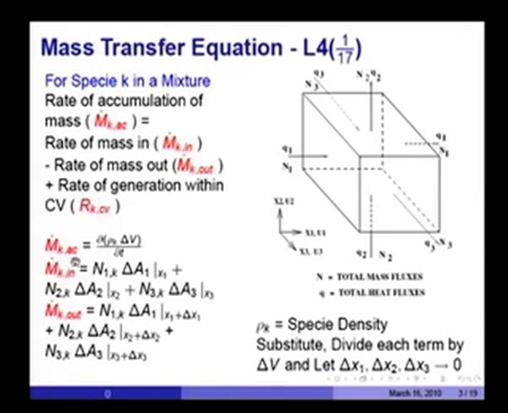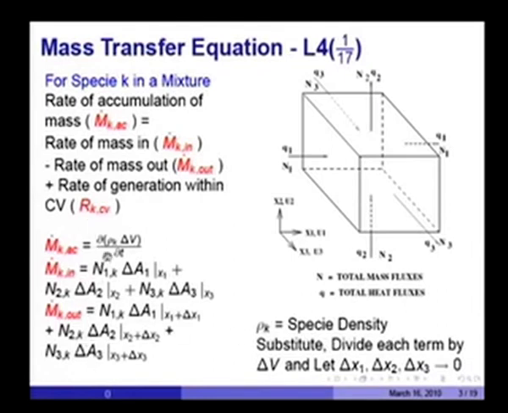So, what is m dot k accumulation? That is simply the mass of the specie k within the control volume delta V, d by dt of rho k delta V. The mass of specie in will be the flux of specie k in direction 1 multiplied by the area delta A 1, which is this area, plus N 2 k, which is coming from the bottom, multiplied by the area delta A 2, plus N 3 k multiplied by delta A 3 at x 3, and likewise the same quantities at the outgoing faces at x 1 plus delta x 1, x 2 plus delta x 2 and x 3 plus delta x 3. Rho k is the specie density.